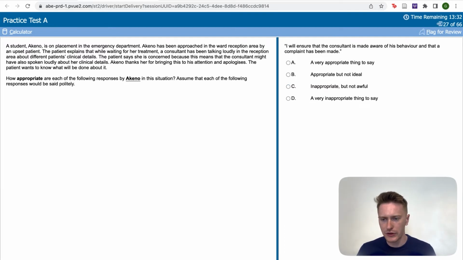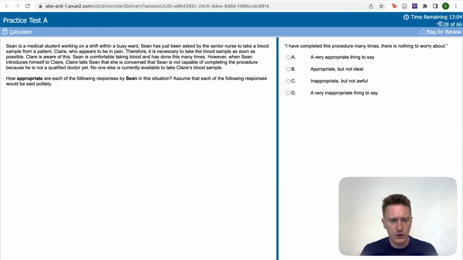I will ensure that the consultant is made aware of this behaviour and a complaint has been made. Well, it doesn't really exactly tell the patient what's being done to remedy it, and it will also be difficult to talk to the consultant because they may not be around. So ensuring that you're going to talk to the consultant is quite a big statement. I would say that's appropriate but not ideal. It's more ideal to talk to the ward supervisor.